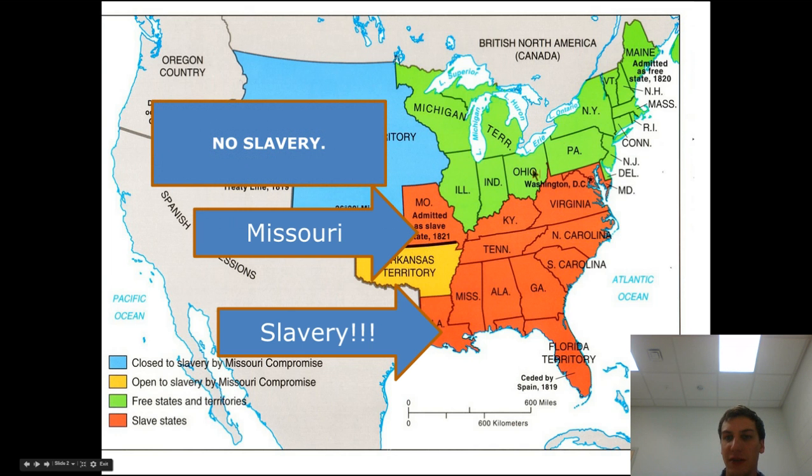So the abolitionists in the North said, okay, you can have Missouri as long as we are clear that nothing up here is ever going to have slavery. So making sure that they're keeping that balance even.